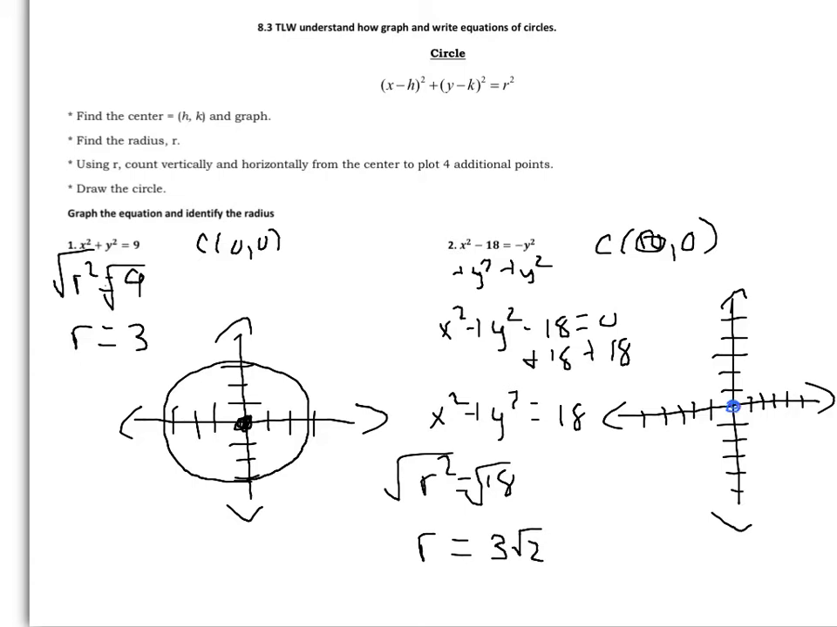So there's my center, and then 4.24 in each direction, and then you draw the circle. Okay? So there we go.